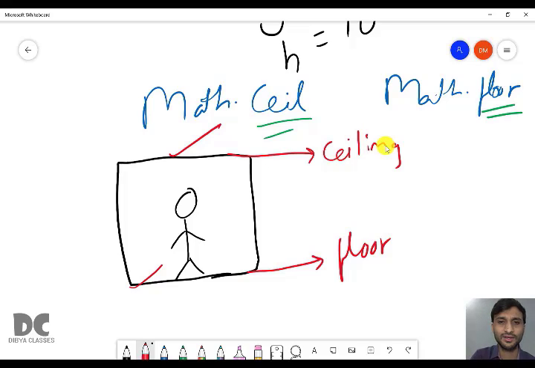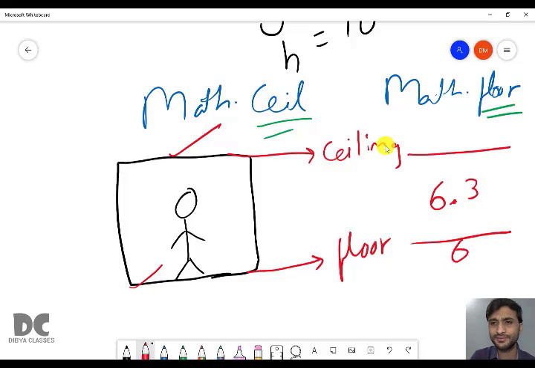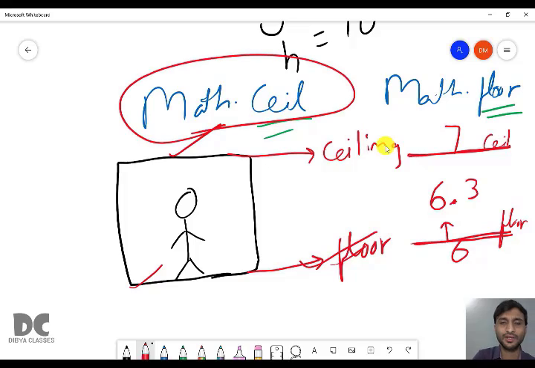Now assume that I have a number 6.3. So 6.3 lies between 6 and 7. Here 6 is the floor because 6.3 is above 6, so 6 is coming below, and below we have the floor. And 7 is on top of 6.3, so this is the ceiling. When you do Math.ceil, it will give the ceiling output. Which is the ceiling here? 7. So we'll get the answer as 7.0.